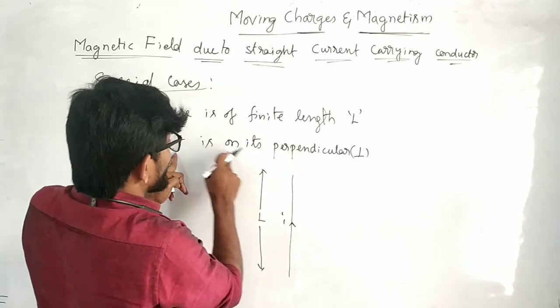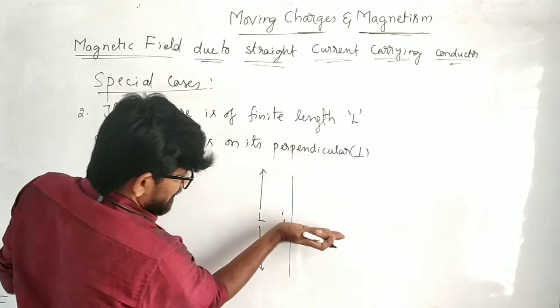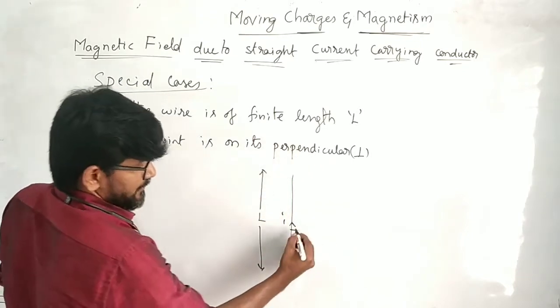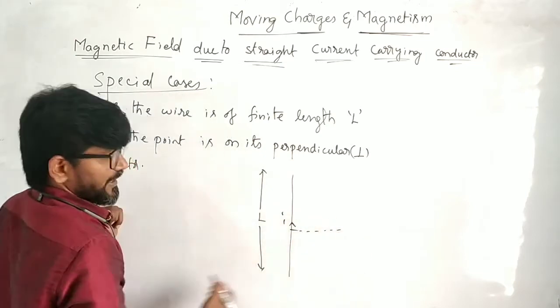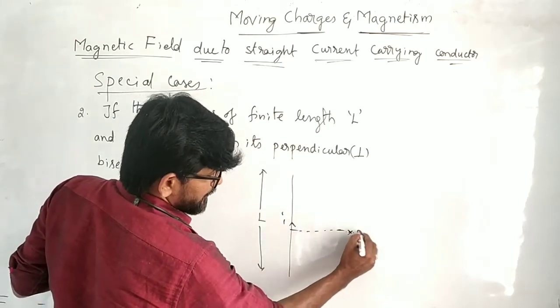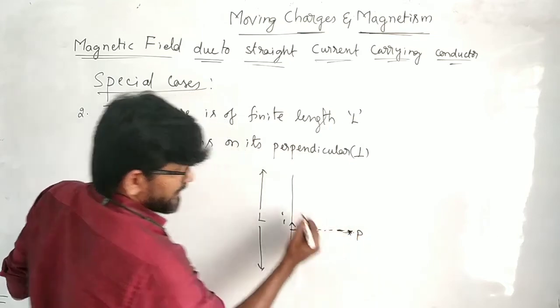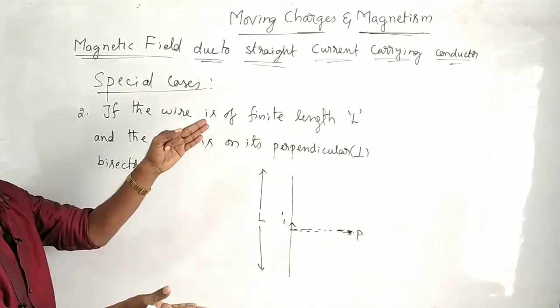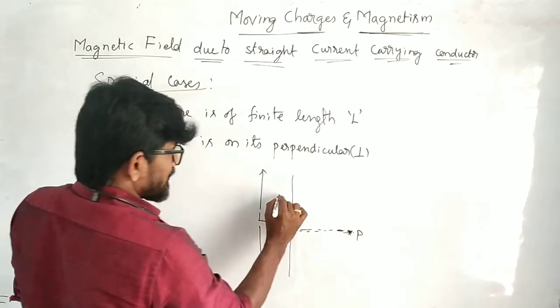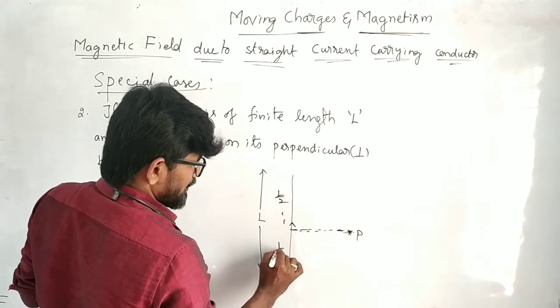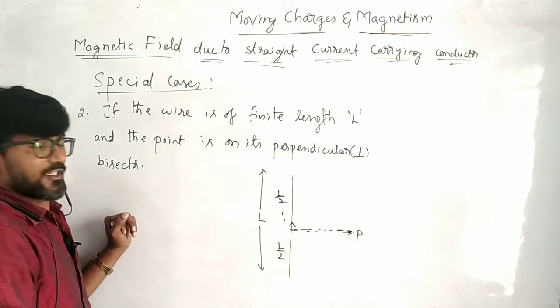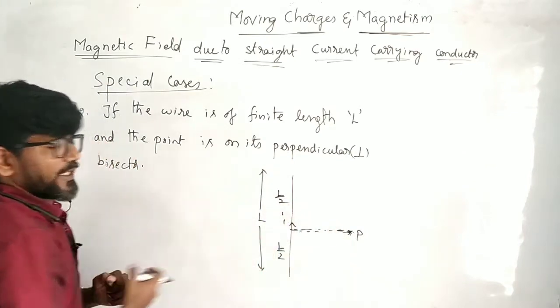and the point is lying on its perpendicular bisector. That means exactly at the bisector; bisecting means the midpoint. If you draw a perpendicular line at its midpoint, at somewhere here P, such that the line joining the point to the conductor bisects this conductor into two equal parts, this will be half of the length and this is half of the total length, L by 2 and L by 2. Then what is the magnetic field at such a point is the question.